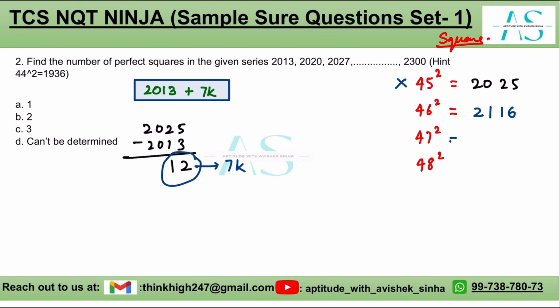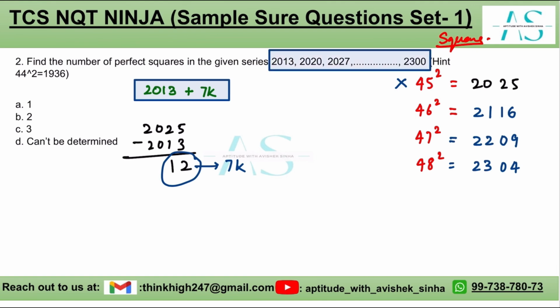Now quickly let's be done with 47 square. 47 is how much lesser than 50? It is 3 less. Take the square, which is 9. So write 09. Now how much is it greater than 25? It is 22 greater. So write 2209. Similarly, let's be done with 48 square. 48 is how much lesser than 50? 2 lesser. So 2 square is 04. And how much is this greater than 25? It is 23. So 2304 is out of our range. So it automatically gets cancelled.